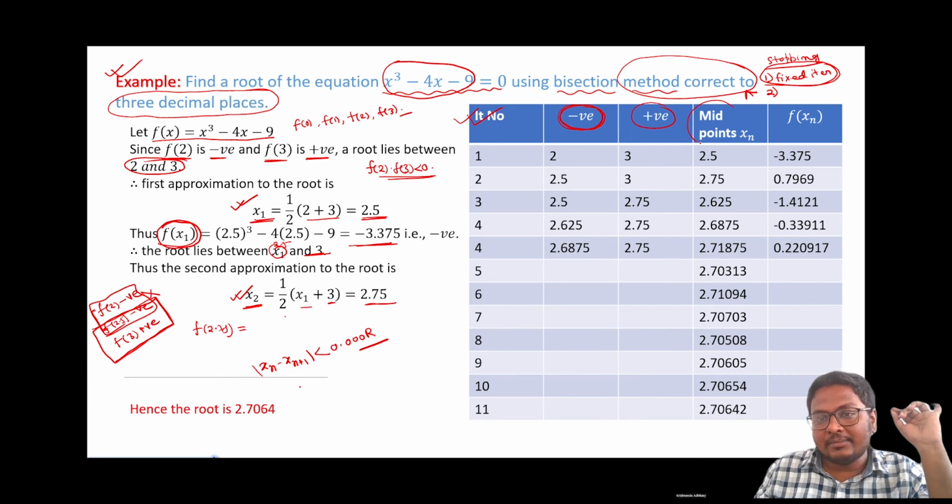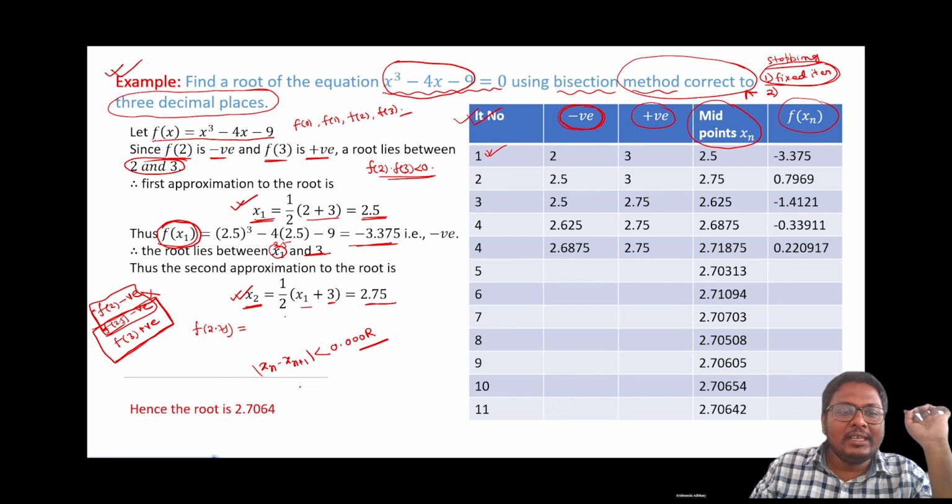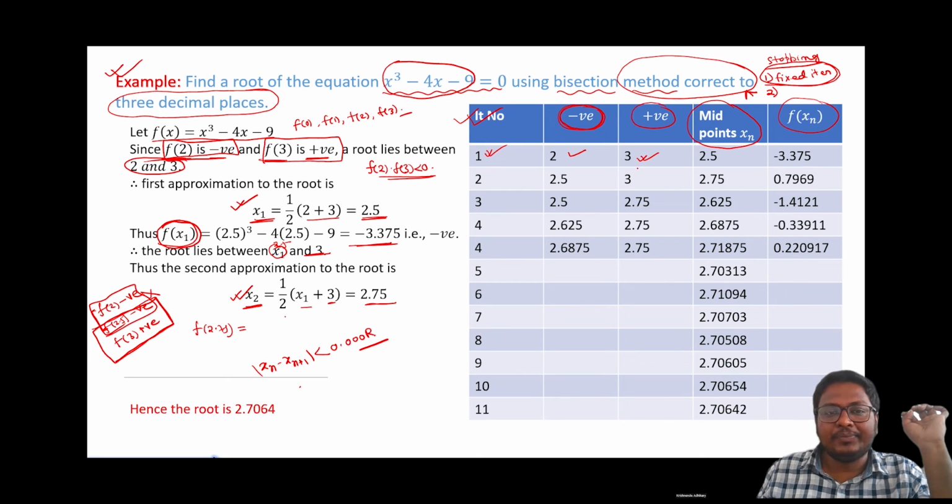And here is my midpoint, that is xn, and here my f of x. So in the first iteration, you can see f of 2 is negative, so that's why we have written 2 here. And f of 3 is positive, so that's why we have written 3 here.